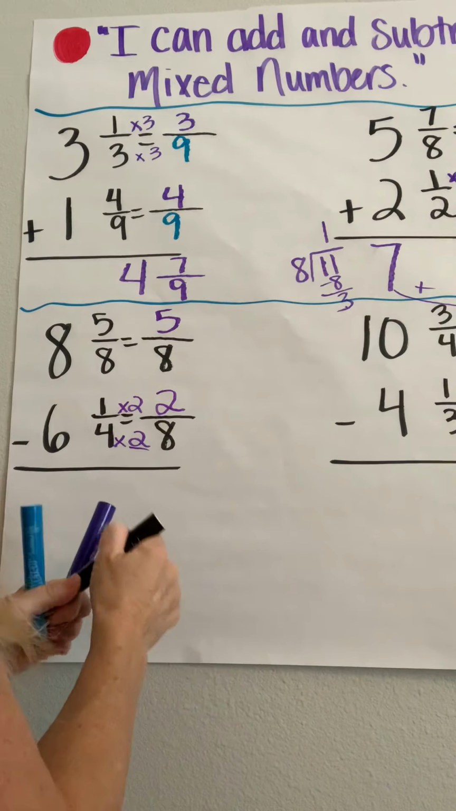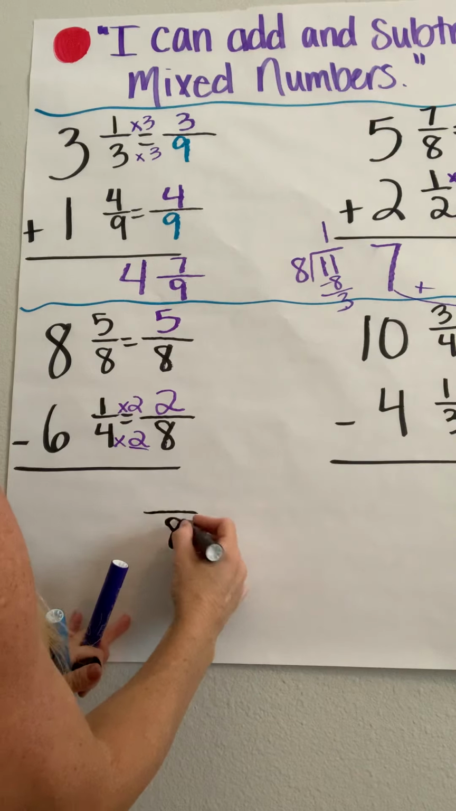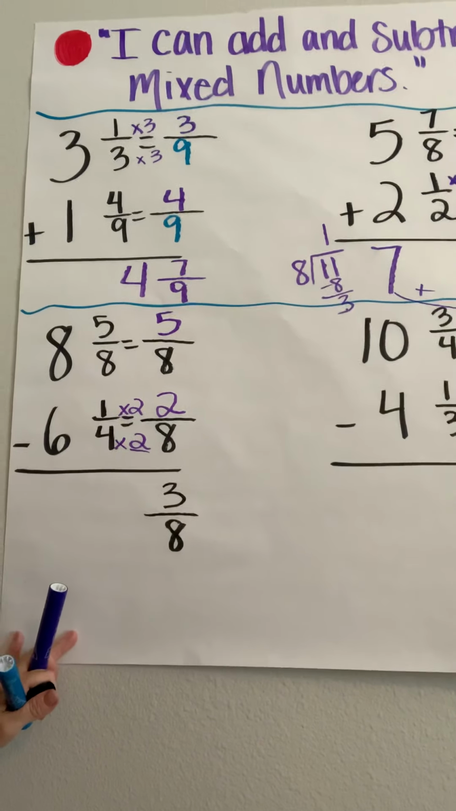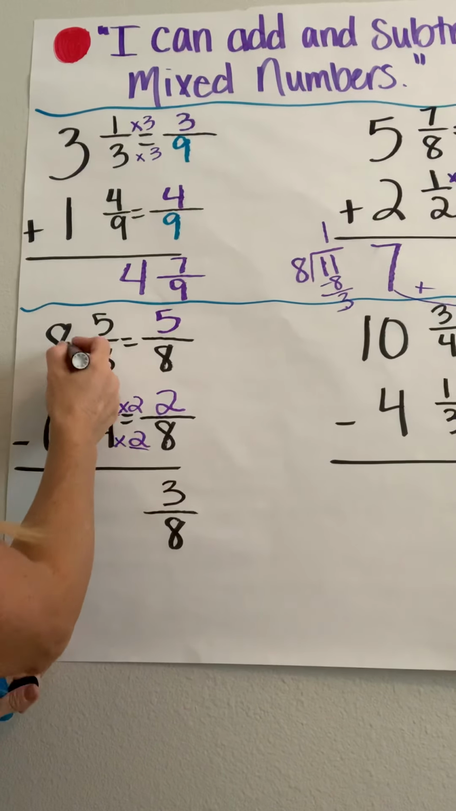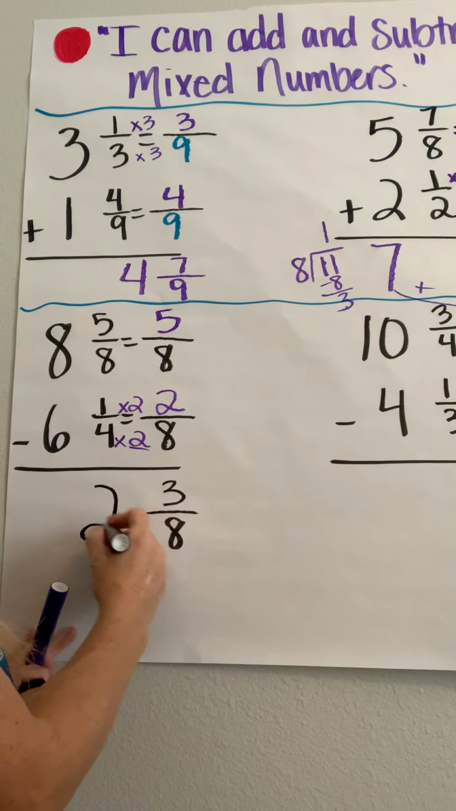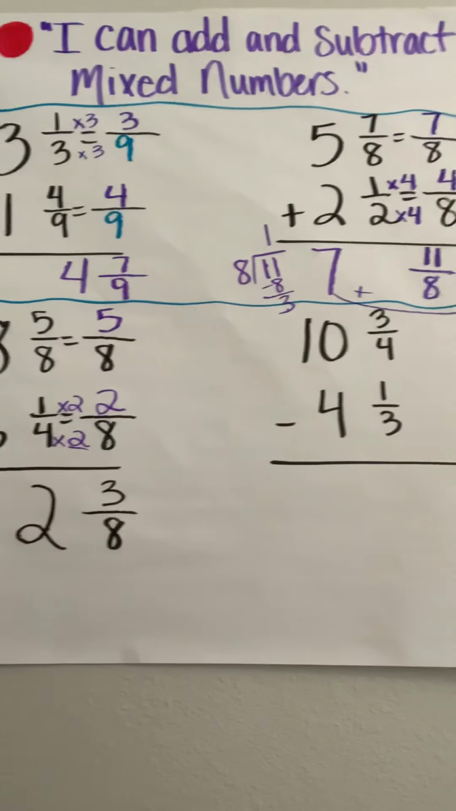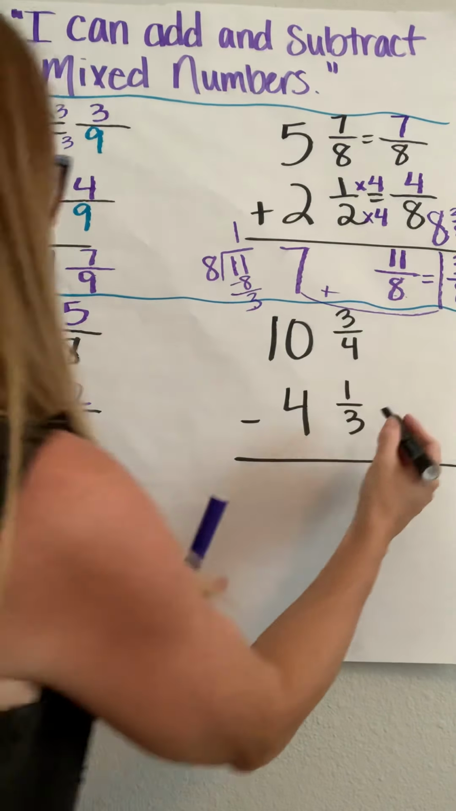Now I'm ready. Okay, my denominator stays the same. 5 minus 2 is 3. Don't forget to come back and subtract those whole numbers. 8 minus 6 is 2. So my final answer is 2 and 3/8. All right? Okay, last one.